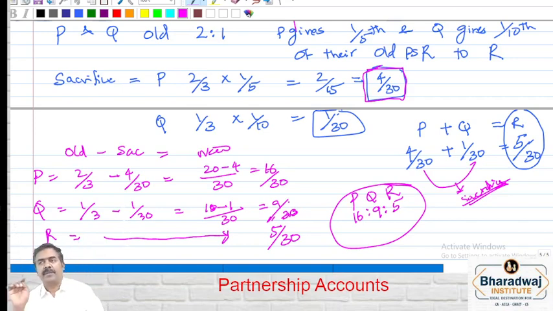Do you understand the difference between this question and the previous question? In this question, what happens? New partner share is not given. Whatever is given up by the old partner becomes the share to the new partner. So sacrifice of P and Q is equal to the new ratio of R. All these questions can be asked for small marks, like 2 marks, 3 marks.